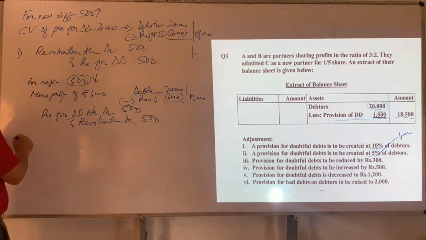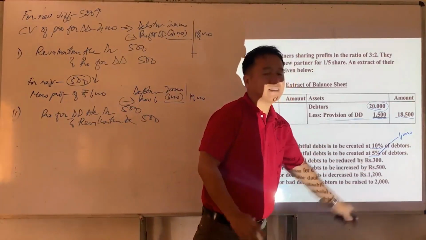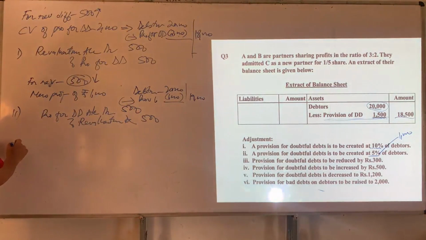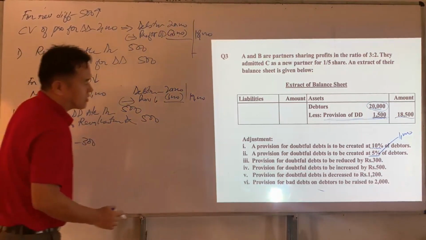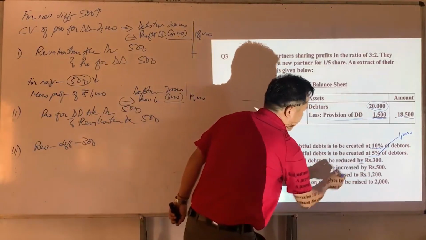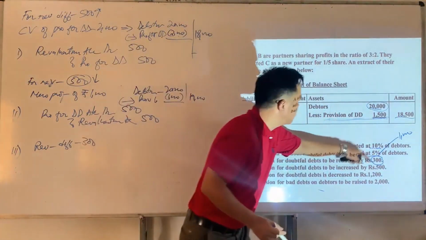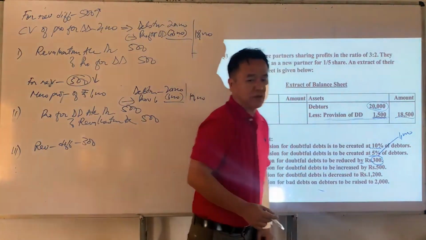Okay. Now, the third adjustment is provision for doubtful debts to be reduced by 300. If provision for doubtful debt is reduced by 300, then the journal entry will be for revaluation. Difference amount will be 300 itself. Like I said before, if the amount is given as a change, the amount itself is difference amount. We don't have to compare this amount with book value of old provision.